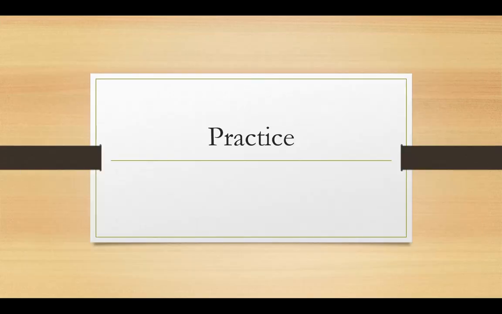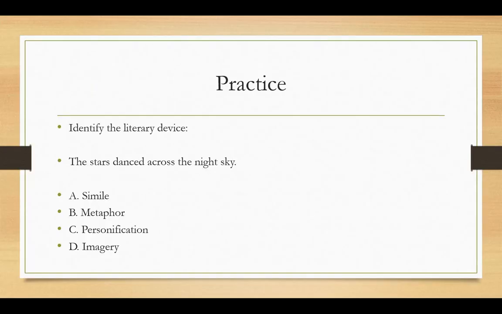Alright, now that we have that over with, let's go to the practice question, the practice lesson. Let's see if you've actually learned from this. I hope. Shouldn't be too hard. Alright, so identify the literary device. So, the stars danced across the night sky. Now, I'm gonna give you a little bit to answer this. You can pause the video if you want, but let's wait it out.